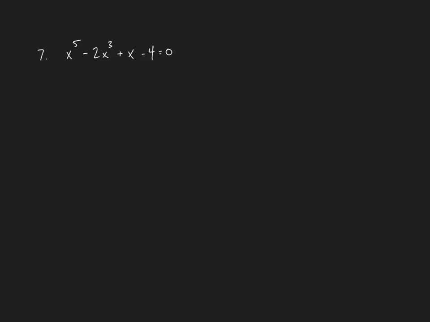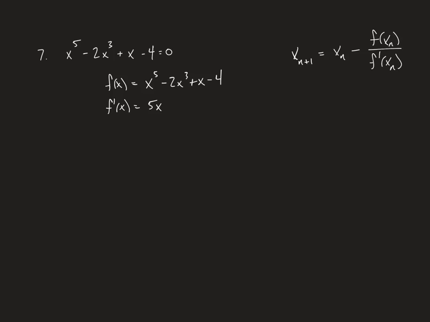All right, so I'm just going to write Newton's formula down here so that we don't forget it. In order to actually use Newton's method, we have to have an f of x, which is this function. So x to the fifth minus 2x to the third plus x minus 4. We also have to have an f prime of x. This is an easy function to take the derivative of. 5x to the fourth minus 6x squared plus 1. All right, now we can start applying Newton's method.